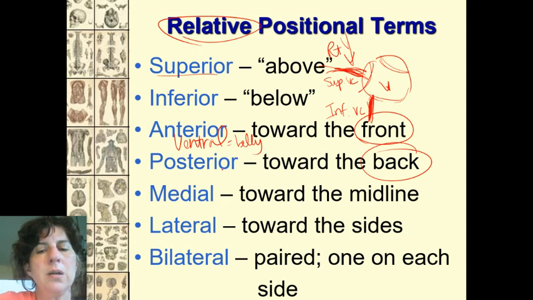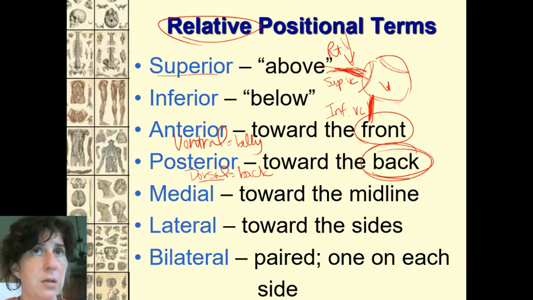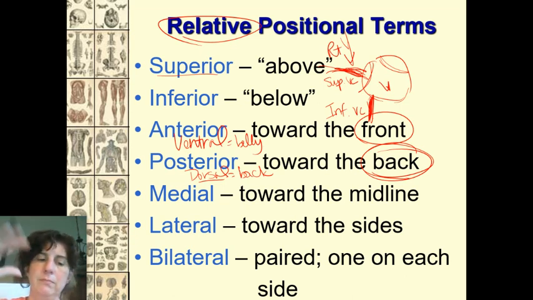So posterior is towards the back in humans, and it's also going to be used almost interchangeably with dorsal because that means the back side, right? And when you're trying to remember this, one of the things I remember, a dorsal fin in the shark is on their back. So you think back, dorsal. Okay, dorsal fin. Don't remember they're at a different angle too.